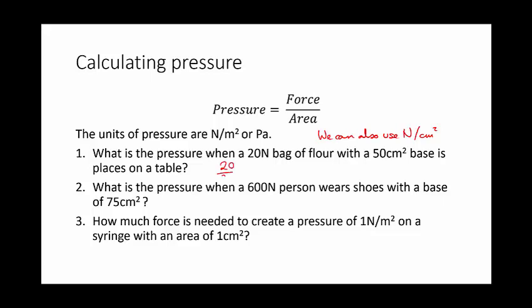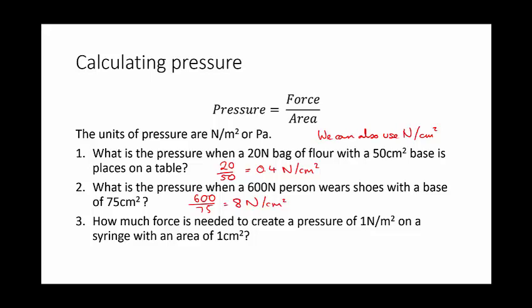Okay, so for question 1, you should have done 20 divided by 50, and that should give you an answer of 0.4 newtons per centimetre squared. For question 2, what's the pressure when a 600 Newton person wears shoes with a base of 75 centimetres squared? So we need to do 600 divided by 75, and that gives us 8 newtons per centimetre squared.